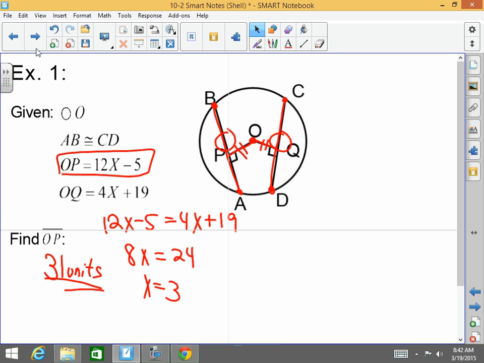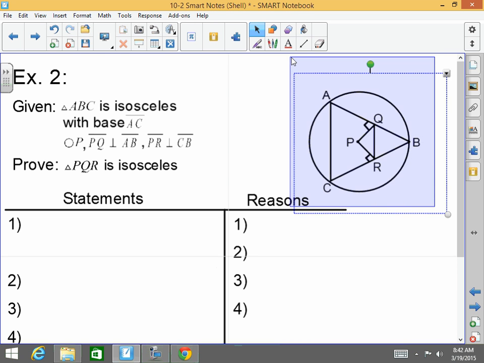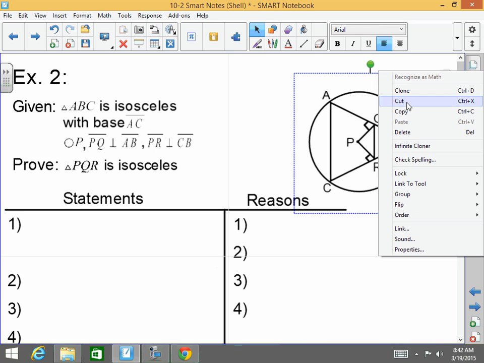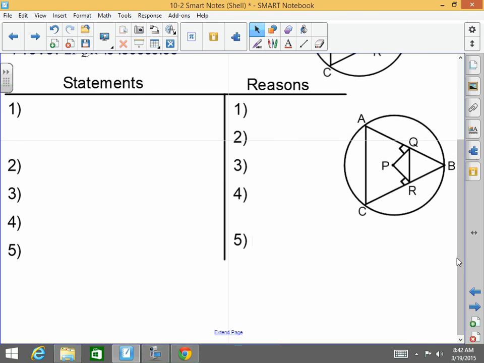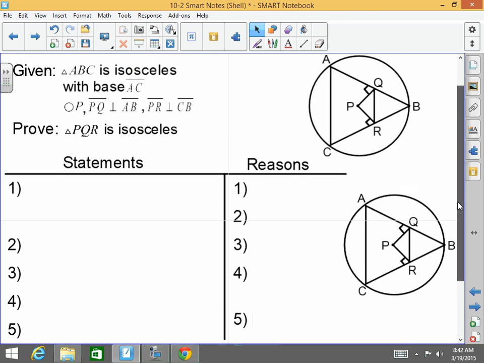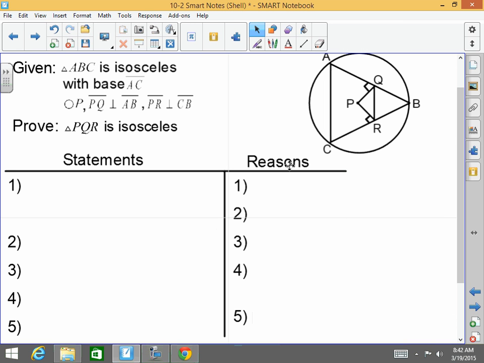Let's continue now to our proof. I know, your favorite. Another proof. Okay. Actually, let me go ahead and copy this. All right. We could see it all there.